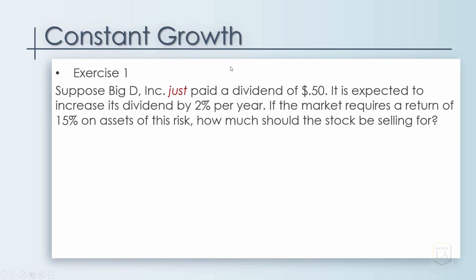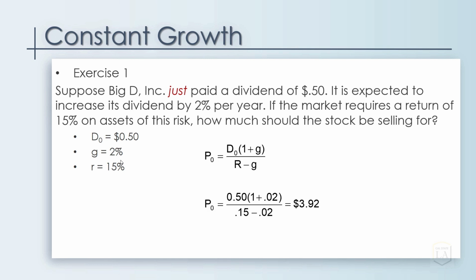From the problem here, you should note that the dividend which has just been paid, so D sub 0, is 0.5. The growth rate is 2%. The required rate of return was 15%. If we put those variables into the formula from the previous slide, then P sub 0 is D sub 0 times 1 plus G divided by R minus G. D sub 0 is given, G is given, R is given. So you can simply use the formula to figure out the price, which is 3.92.